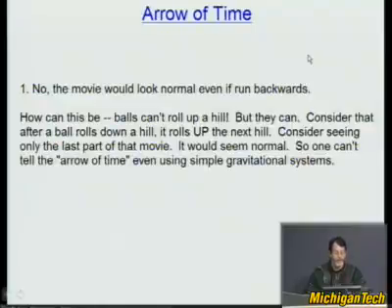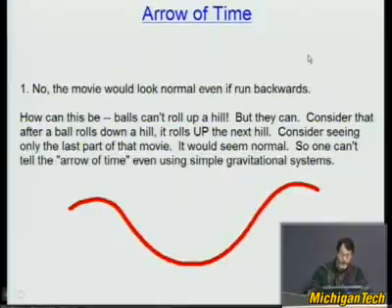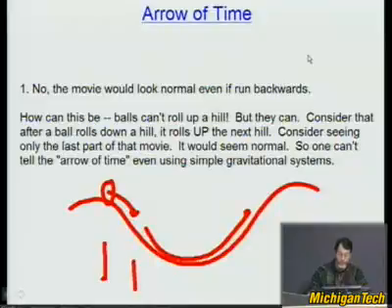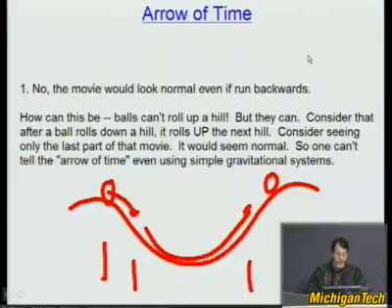How can that be? Balls can't roll up a hill, but they can. Consider that after the ball rolls down a hill, there's another hill. So let's say there's a hill here, and there's another hill there. And so you had a ball here, and it was rolling down the hill, and you saw the movie from here to here. But the ball kept going, and then it rolled up another hill. And if you ran the movie from here to here, it would look the same. So if you only saw the last part of that movie, it would seem normal.